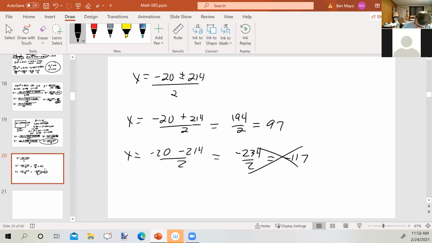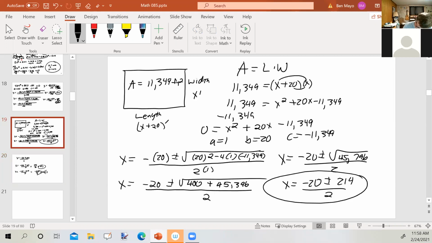Okay. So 97 would be the width. 97 plus 20, which would be 117 feet, would be the length. And it said, find the dimensions. So the width is 97 feet. The length is 117 feet. Any questions on that one?